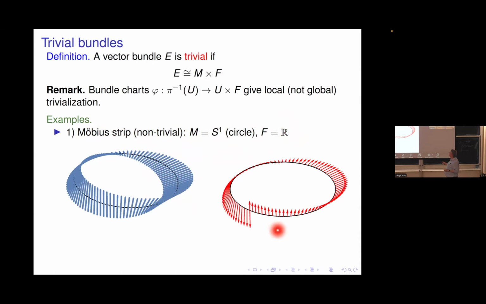But when you pick a non-zero vector over one point of the circle, like this, and continuously move it around back to the initial point, you end up on the other side of the diagram. So it is not a Cartesian product globally, it is a Cartesian product only locally. Looking at every piece of it, it looks like one, but it's not so. So that's the interesting first example of a non-trivial vector bundle.